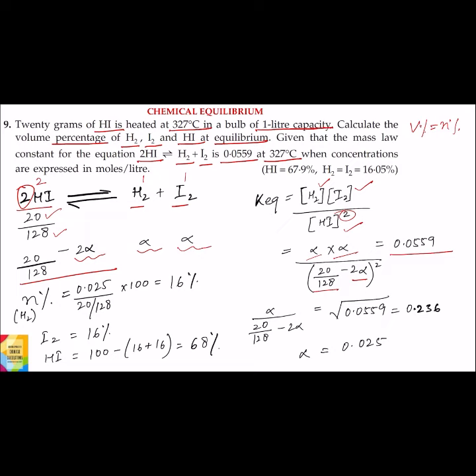Now taking square root on both the sides, we get alpha divided by 20 by 128 minus 2 alpha is equal to square root of 0.0559, which is equal to 0.236. Solving, we get alpha is equal to 0.025 moles per liter. Therefore, at equilibrium, moles of H2 is 0.025, moles of I2 is 0.025, and now we can find out the mole percent of H2 and I2.